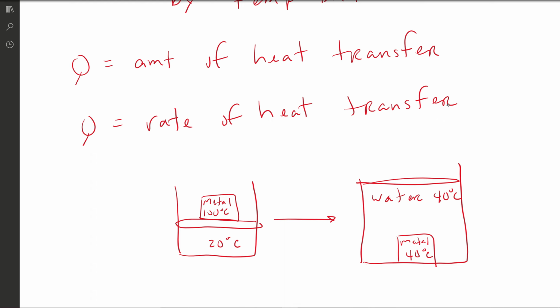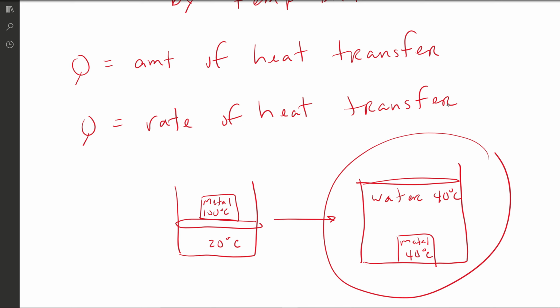So the placement of a hot object, that metal, into cool water, which was 20 degrees Celsius, causes energy to be transferred in the form of heat from that hot object, from the 100 degrees Celsius metal to the 20 degrees Celsius water. So this happens until thermal equilibrium is reached, which is shown in this second diagram.